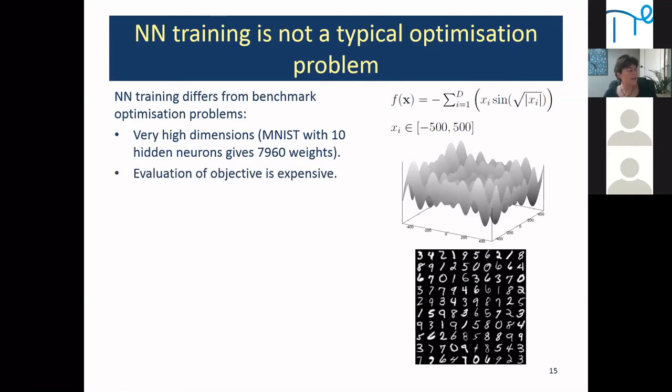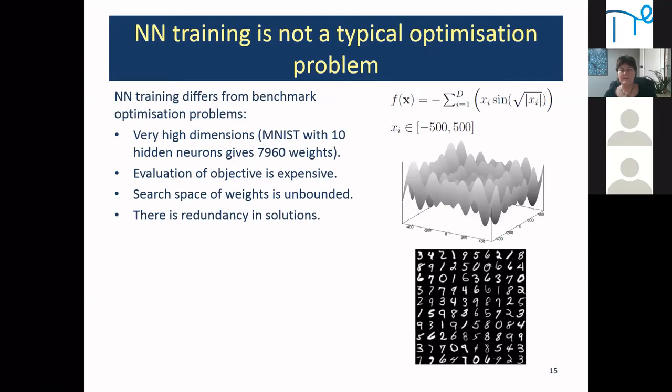Another difference is that the evaluation of the objective is expensive. Every time we want to find out what is the fitness of a single instance of a neural network, we have to run all the training data through the network in order to calculate the error for the whole training data set. So that's computationally expensive. The other thing is that the search space of weights is unbounded. When we're dealing with normal benchmark functions like the Schwefel function, it's nicely bounded from minus 500 to 500. But in weight space, weights can take on any value. There are no bounds on the weights. So that makes it tricky.